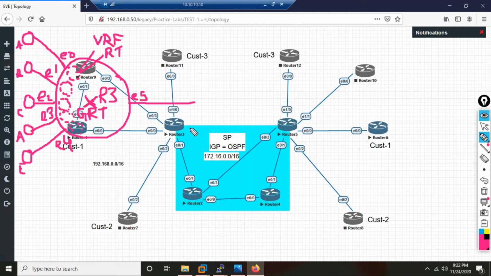So when R3 redistributes, how many times will this 10.1.1.0 go from R3 to R5? It will go only one time. After redistribution, while receiving, you stored the routes separately. But when you redistribute, only one 10.1.1.0 will land on R5, and then how will R5 come to know whether it has to send this 10.1.1.0 to customer A, customer B, or customer C? It will never come to know. It will send to all the customers.